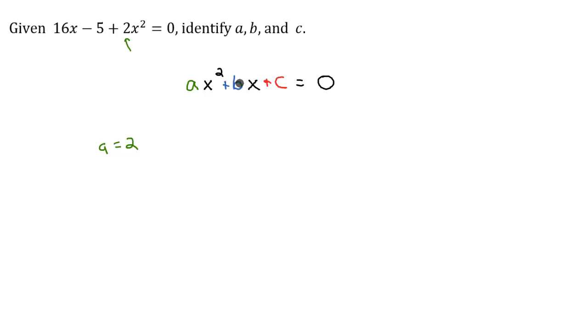And then the B value is the number in front of the x. It's the coefficient of our linear term. So the number in front of our x is 16. So that's going to be 16. And then lastly, our C, that's the constant. It's the number by itself. So -5 is by itself. So we're going to write C is -5. And that's it.